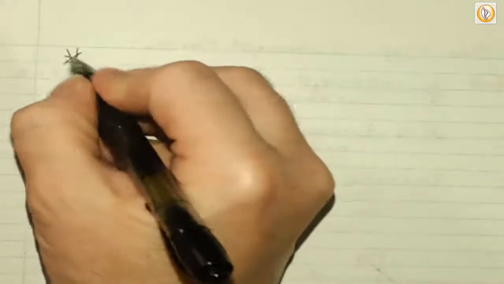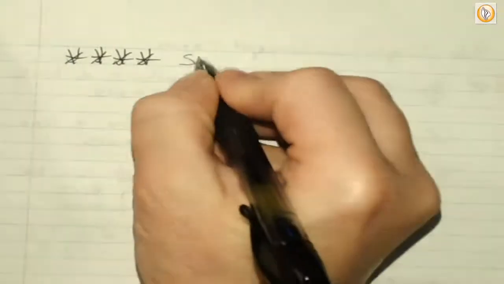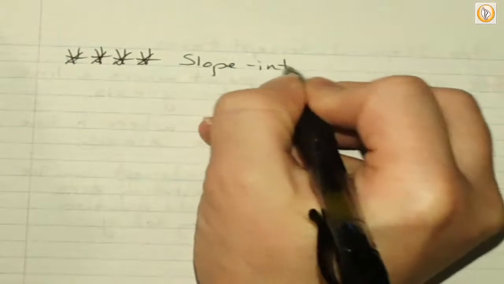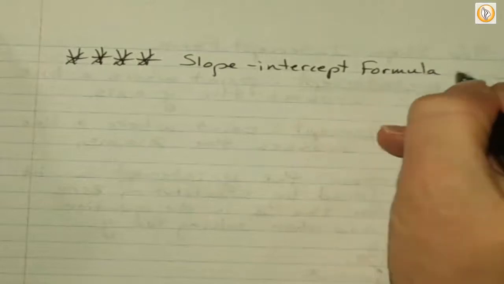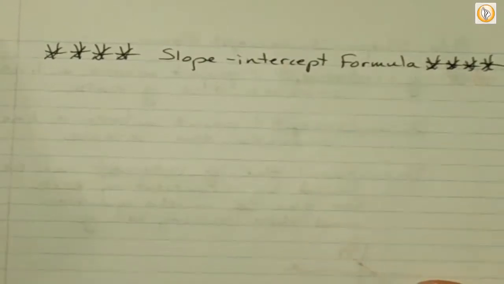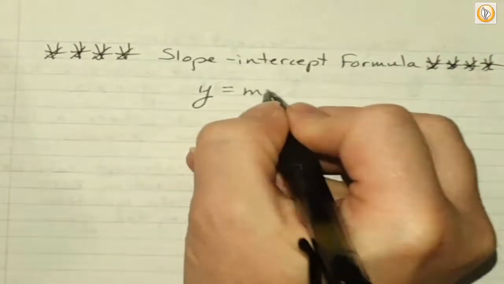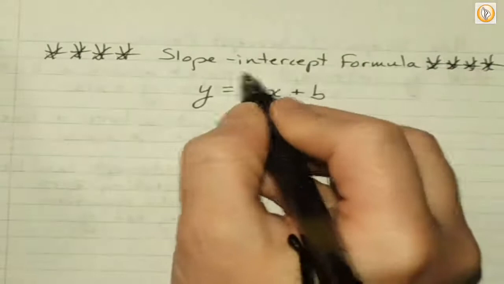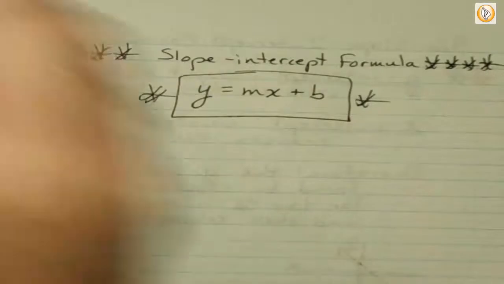This right here, I'm going to put 1, 2, 3, 4 stars. The slope-intercept formula. 1, 2, 3, 4. This here is very important. The formula is y equals mx plus b. Box, star, star.